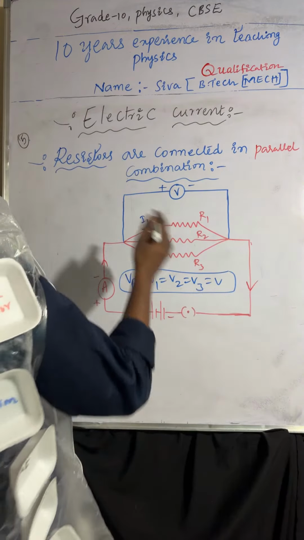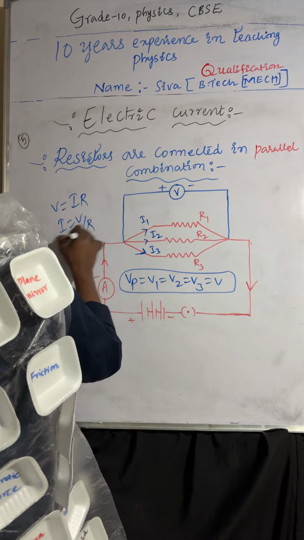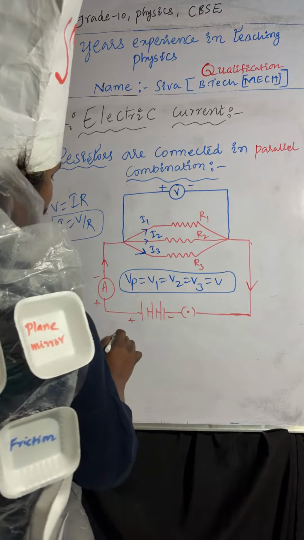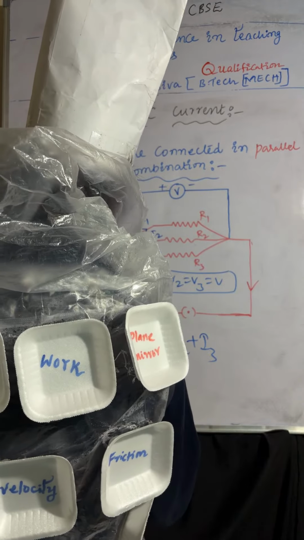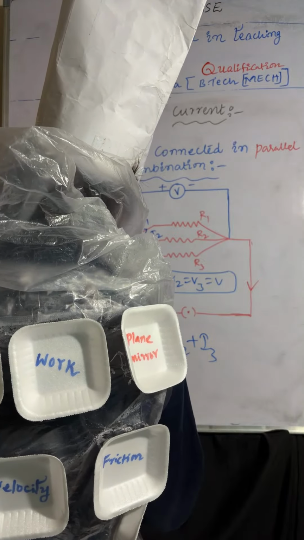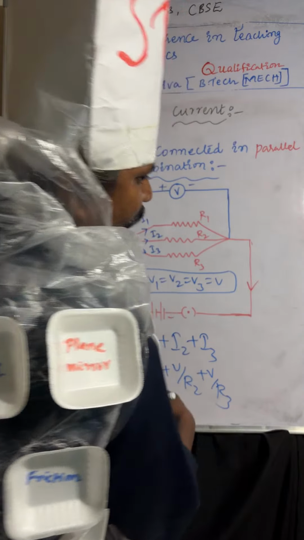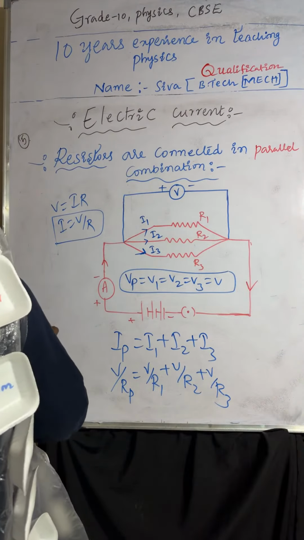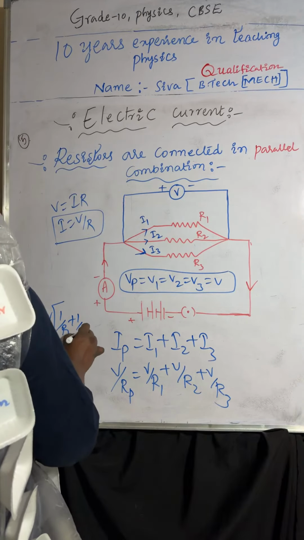But from Ohm's law, V equal to IR, right? I equal to V by R. So current is different. So IP equal to I1 plus I2 plus I3. That is nothing but V by RP equal to V by R1 plus V by R2 plus V by R3. So I am taking V common. V by RP equal to V times 1 by R1 plus 1 by R2 plus 1 by R3.